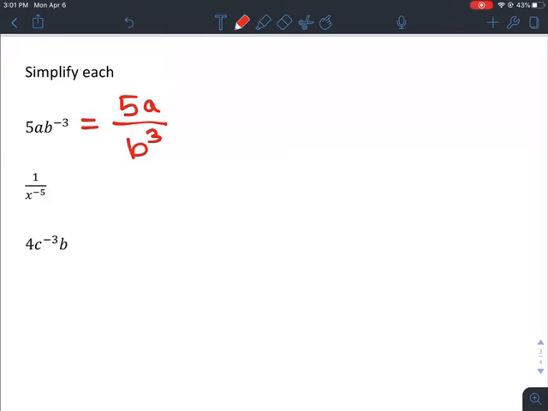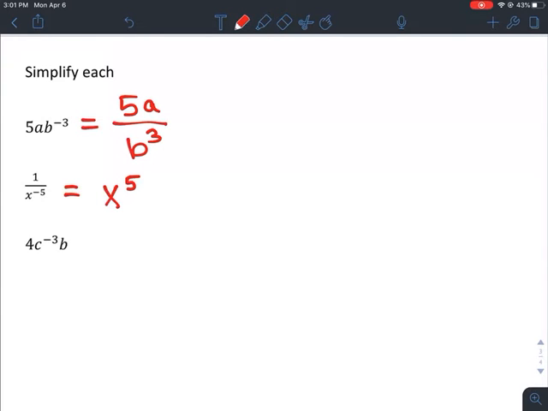For this one, since the x is already on the bottom of the fraction, it's just going to flip back to the top. So it'll just become regular x to the 5th. So if it's on the bottom of a fraction, just flip it back up as if it were a normal non-fraction number.